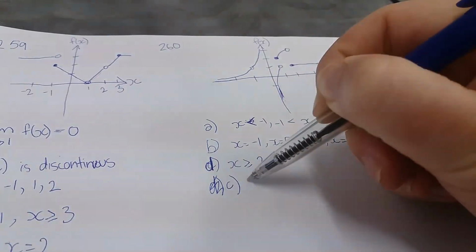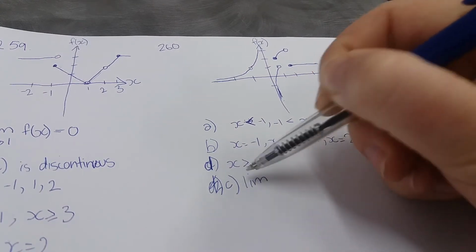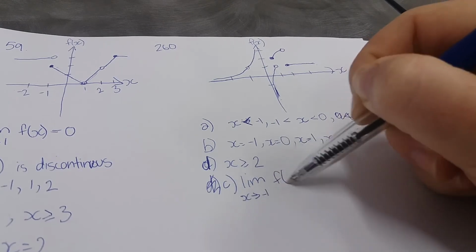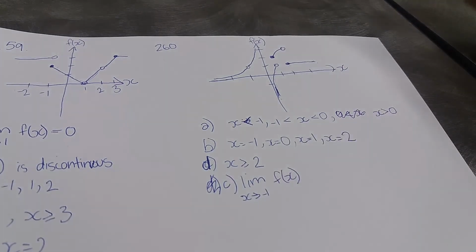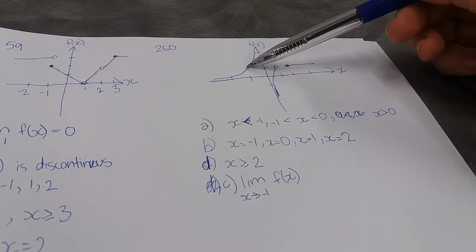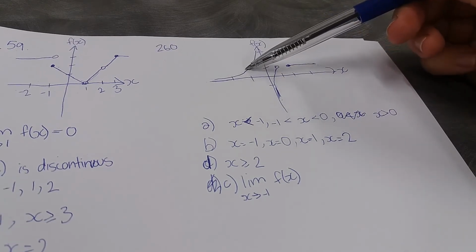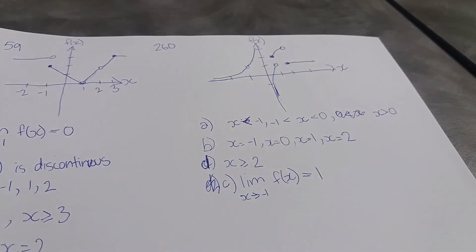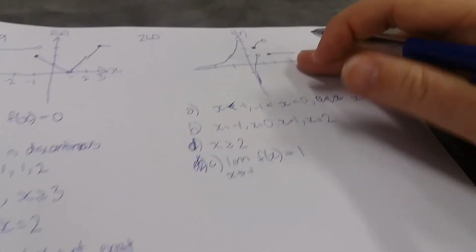Part C. Limit. X is going to -1 of the function. So when x is going to -1 from this end, the function is going to 1. From this end, the function is going to 1. So it equals 1.